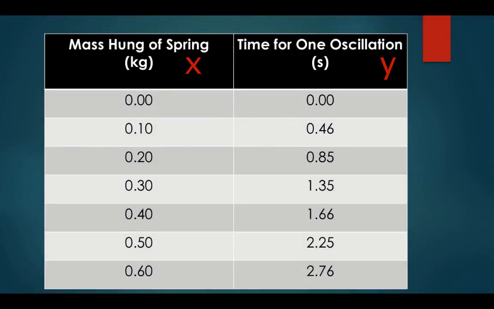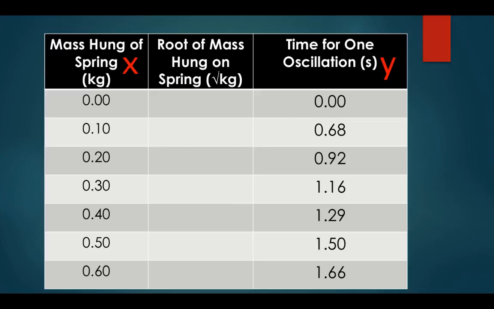Here is our original set of values. We will make a new column for our manipulated x values. Now we need to calculate our roots. Square root 0 would make 0. Square root 0.10 would make 0.32. Square root 0.20 calculates to 0.45.